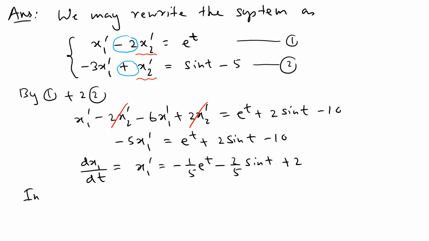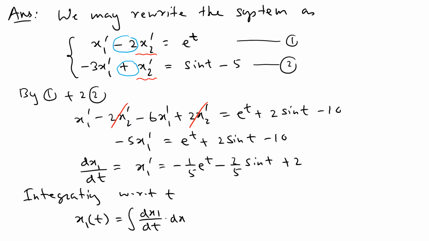So integrating with respect to t, you're going to get x1, which is a function of t, because t is the variable. It's the integral of dx1 over dt times dt. You see that the dt's get cancelled and you get x1. So that means you simply integrate these terms. We have a lot of terms. I'm writing this step, which is really not necessary, but since this is the first example, I will do it. Plus 2 and then dt. You can see it's a very simple integral and you get the answer.